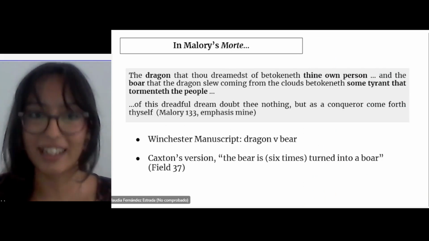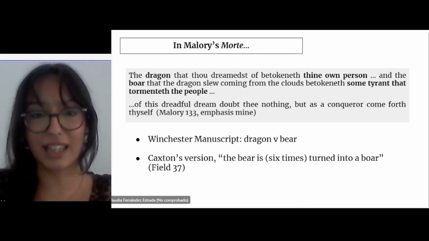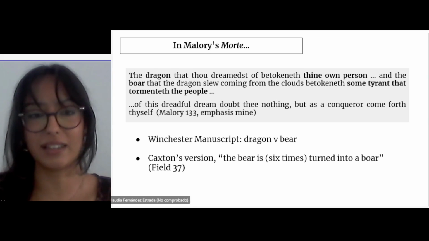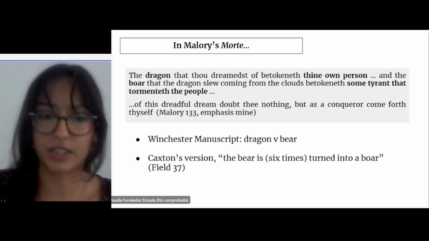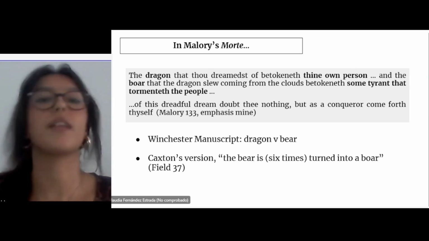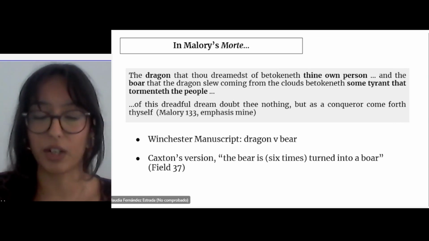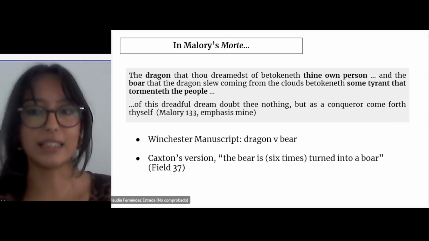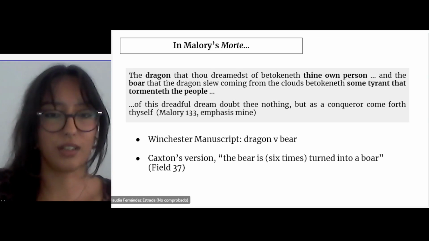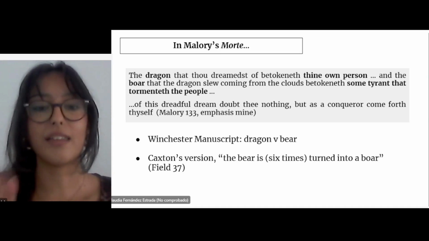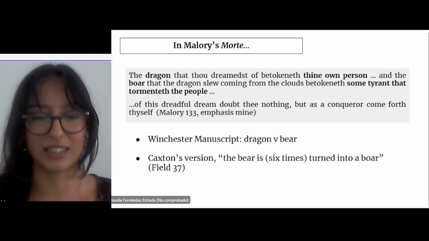Now, Caxton is very interesting because Caxton greatly edited the manuscript. We know that because there is another version of Malory's Mort called the Winchester manuscript. And in the Winchester manuscript, there is a dream or a prophecy where the dragon, who is Arthur, fights a bear, and the bear is a tyrant that torments people. In Caxton's version, published in 1485, the word bear is turned into a boar 6 times, as the great P.J. Field has noted, 6 times.